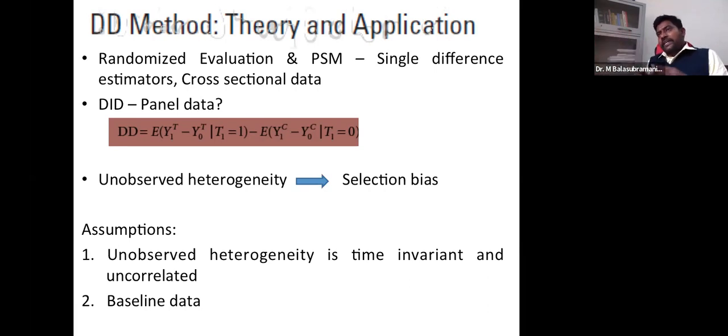As for the data itself, in earlier forms they may use cross-sectional data. Here we are going to use panel data also, right?